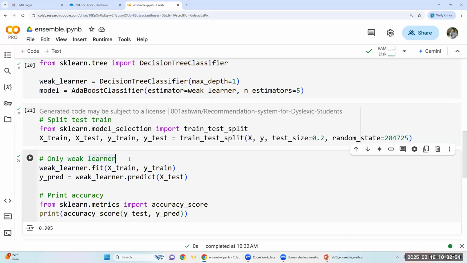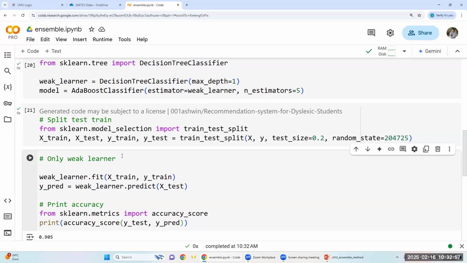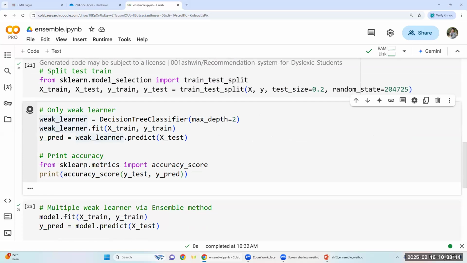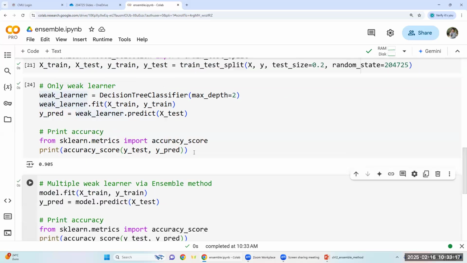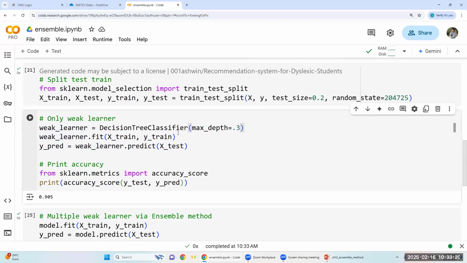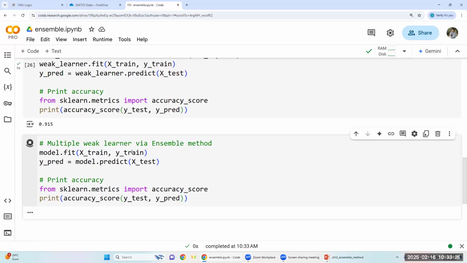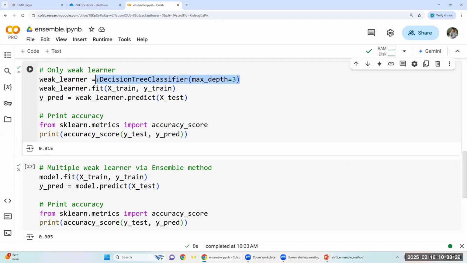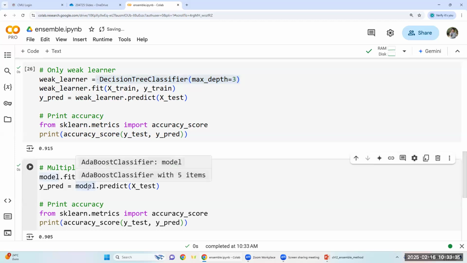So maybe if I change the weak learner to be higher depth, would it help? So if we use two depths, ah, still the same result. Have like three depths. So just one classifier with depth three is slightly better than the ensemble with just depth one.